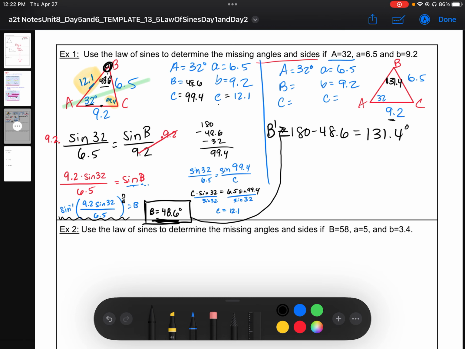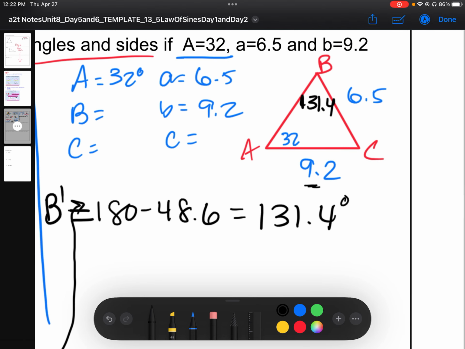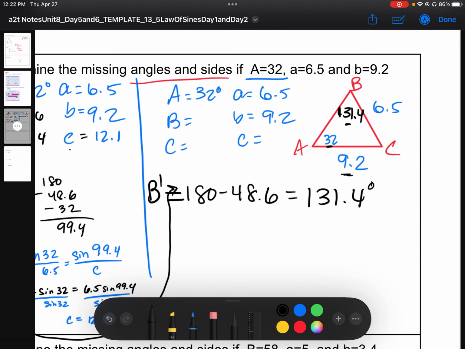So the next thing I'm going to check before I even go any further is if I add up these two sides, do they sum to less than 180? So we've got 131.4 plus 32. That's 163.4. Perfect. That's less than 180, leaving me enough angle to complete angle C. So let's go ahead and find that. 180 minus 163.4, and we get 16.6. So angle C is 16.6.